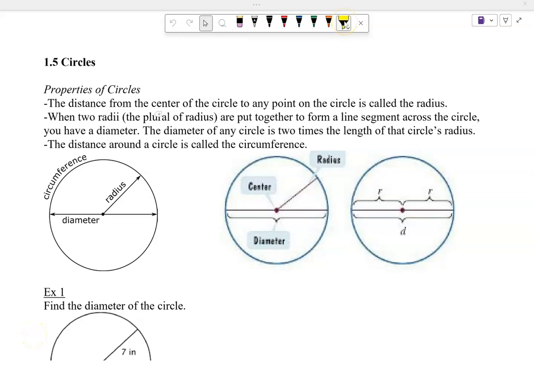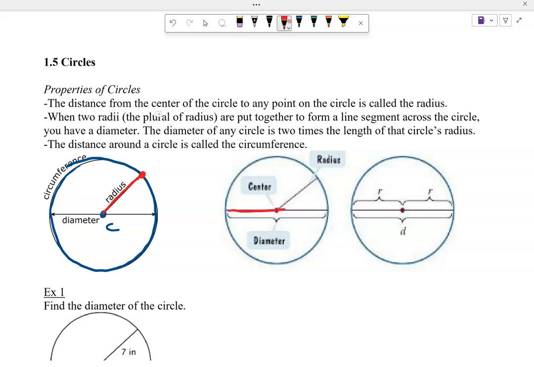Let's take a look at some properties of circles. Of course, we've got the center of the circle, and a circle is just made up of all points that are an equal distance from that center, right? That will create your circle. The distance around it, of course, is our circumference. What's that length around it? From the center out to the circle would just be our radius.